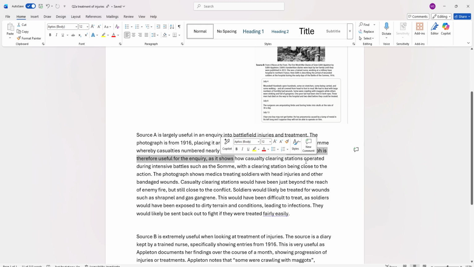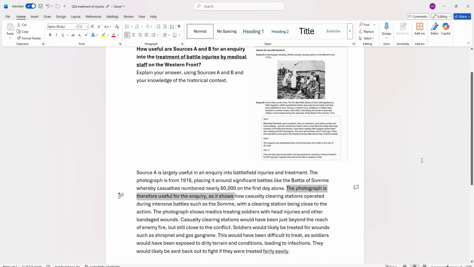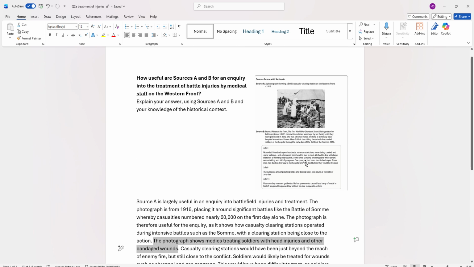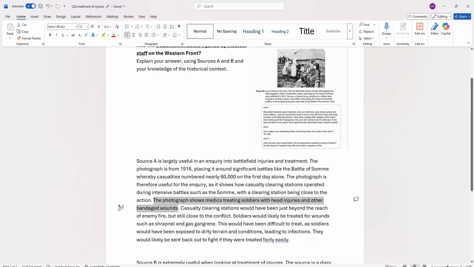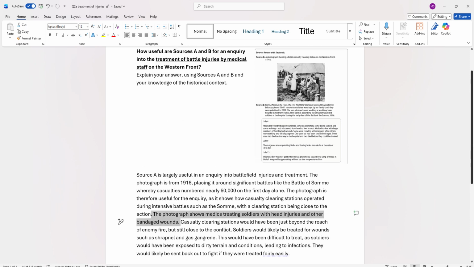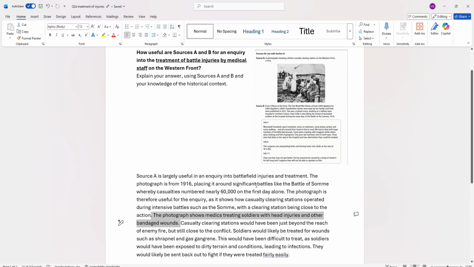What I've said instead is, for example, the photograph is useful because it's a photo. Yes, okay, it's from the time, but why is it useful? That's because it's showing me how the casualty clearing station operates during intensive things like the Battle of the Somme. So I've given a specific link to the photo. People don't like picture sources because they don't have a quotation to give, but it's really easy. Instead of a quote, all you're doing is giving something from inside of the picture. So I've said the photograph shows medics treating soldiers with head injuries and other bandaged wounds. That's all I've done. That's instead of a quotation.